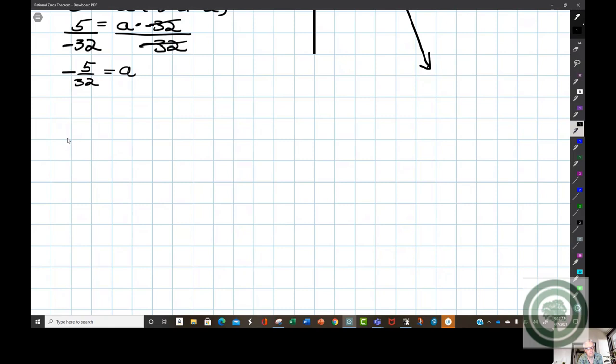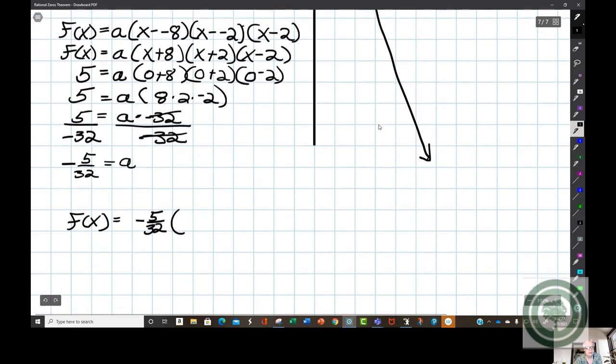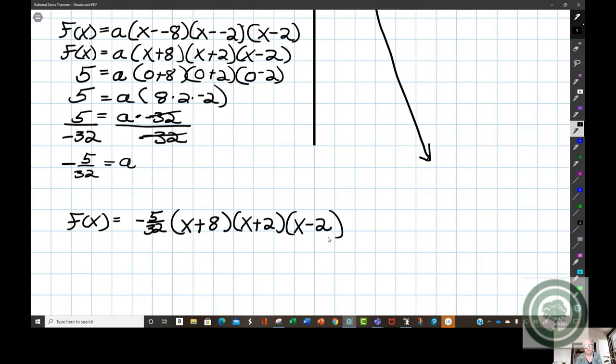So if I want to write f of x for this graph, for this exact graph in factored form, this is what it would be. This would be A times x plus 8 times x plus 2 times x minus 2. And then you could multiply it all together and find out what the polynomial is. Although I'm not that mean, or am I?